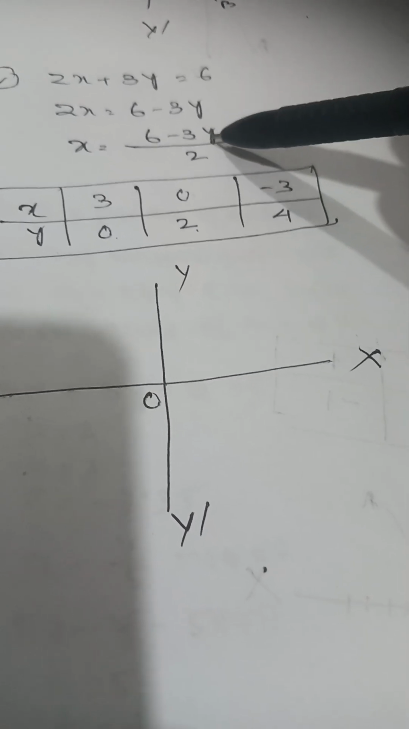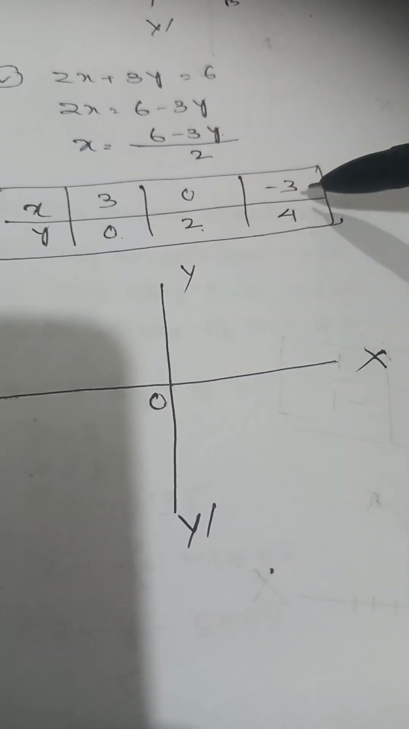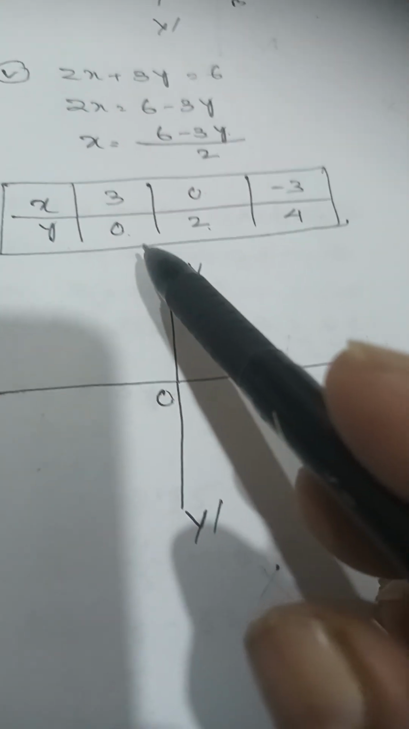3 4 is 12. So 6 minus 12 is minus 6. Minus 6 by 2 is minus 3. So I have put it here. Now you have to put these values in this graph paper.